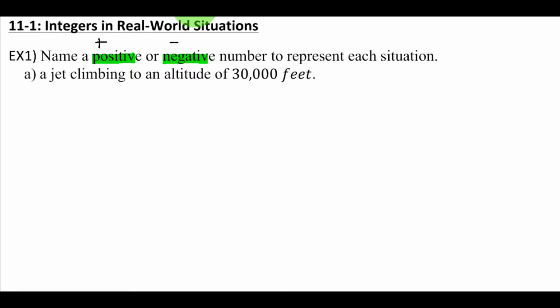So let me grab a new highlighter real quick and I'm going to read through this. It says a jet climbing to an altitude of 30,000 feet. One thing I want to highlight is climbing, also altitude of 30,000 feet. I'll highlight 30,000 feet.